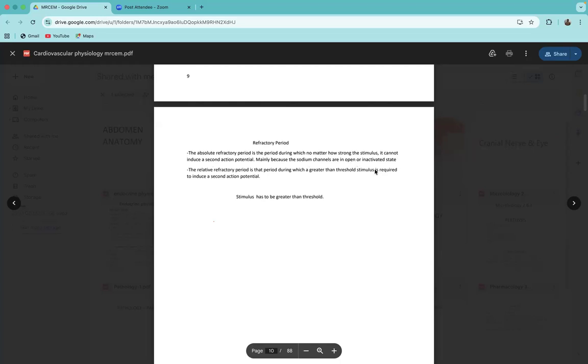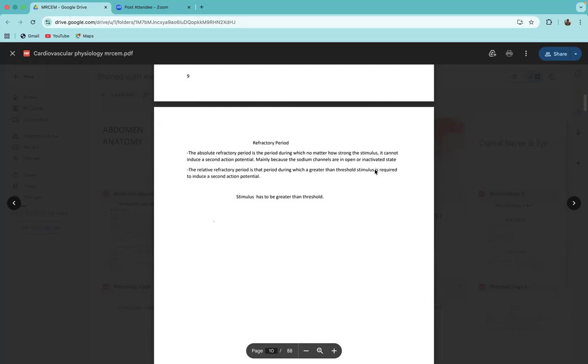So the voltage gated sodium channel is already open, or if there is no scope of opening this voltage gated sodium channel again right now, there will be no depolarization. In that case, there will be no action potential. So that period of the action potential is known as the absolute refractory period.